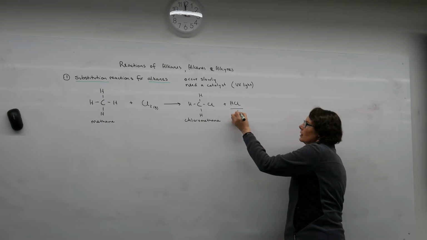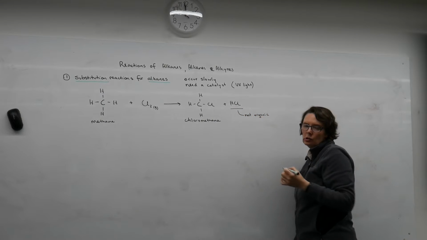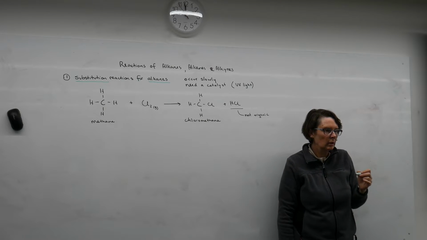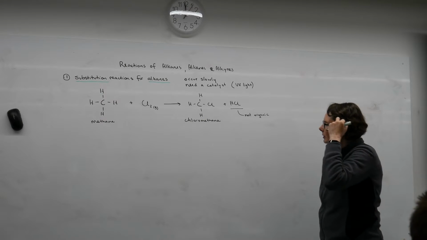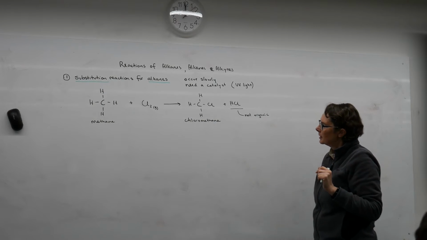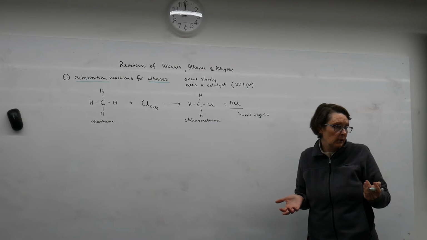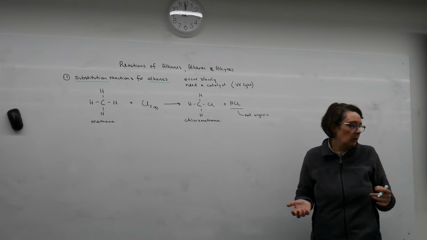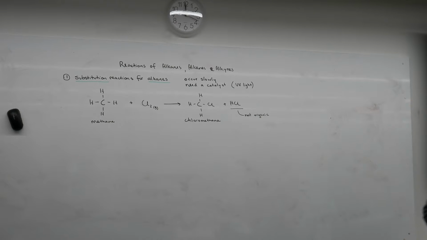But this is not organic. Why is that not an organic product? What do we need present for it to be considered an organic product? Yeah, we need a carbon in there. And there's no carbon in there, so that's not organic. So sometimes questions will say, list the organic products. So if you're asked to list the organic products, then you would need to include that one in your answer.